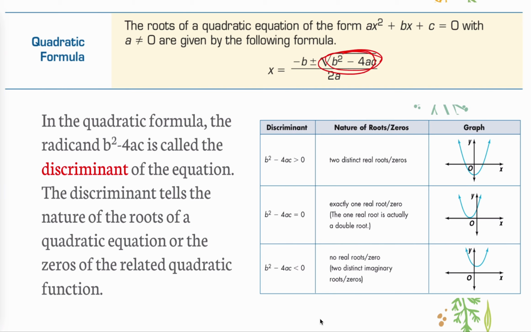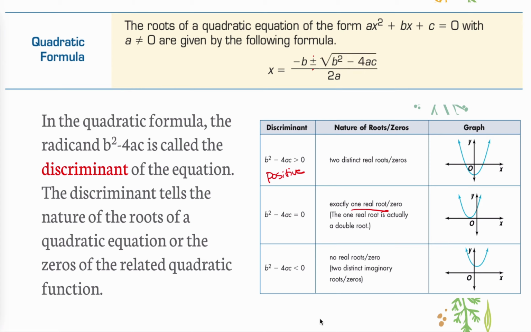So, if the discriminant is positive, right, you got a positive number under here, you're going to get 2 real roots. Because you're going to get the square root of some number, and it's going to be either plus that or minus that. If the discriminant is 0, then this whole thing would go away, and you just have the -b over 2a. And so that would be only 1 real root. It's actually a double root.